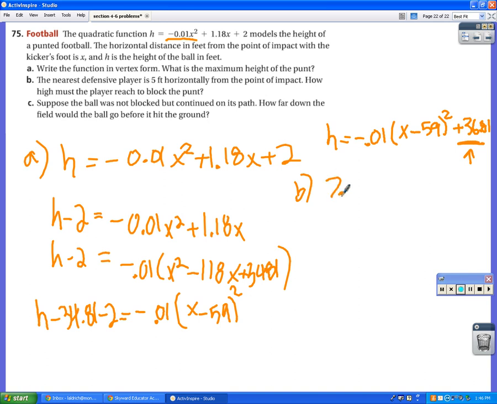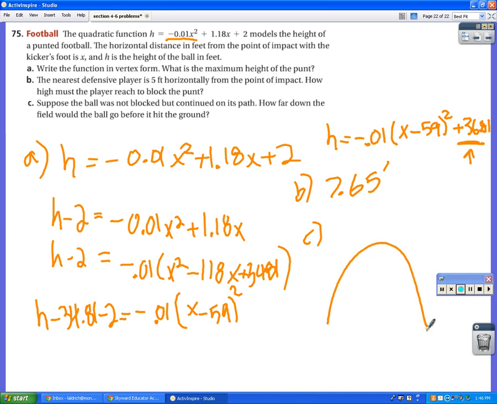7 point what? Okay, so after the ball has gone 5 feet this way, it will be 7.65 feet in the air. So the person will only have to jump that high to be able to block the punt. All right, last one. Suppose the ball was not blocked but continued on its path. How far down the field would the ball go before it hit the ground?